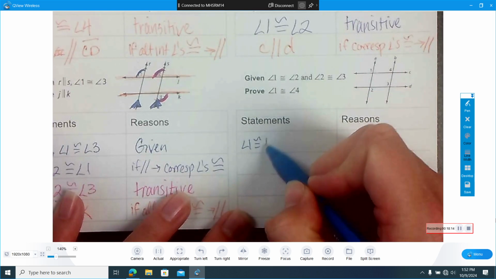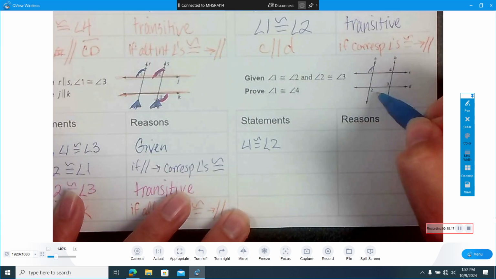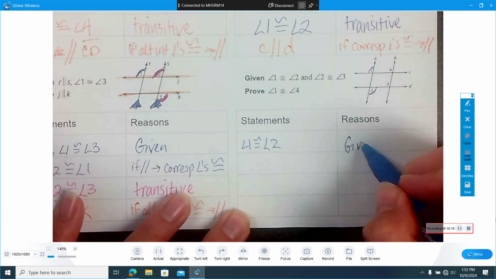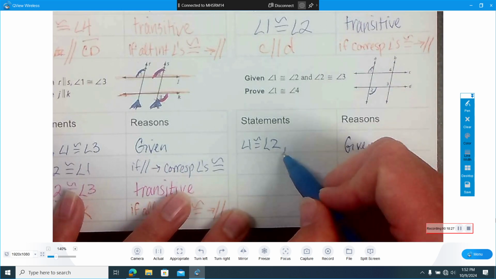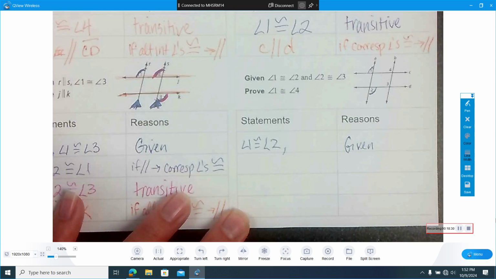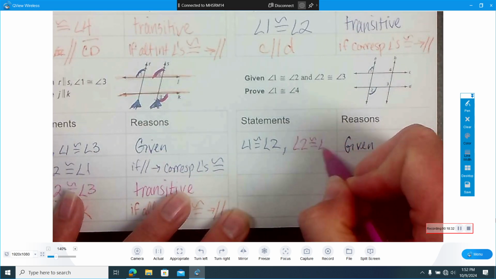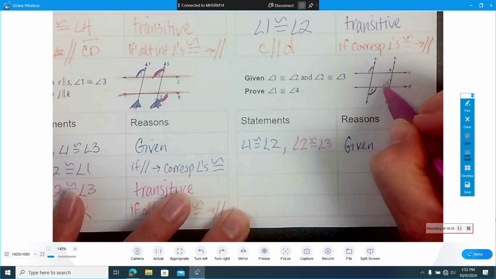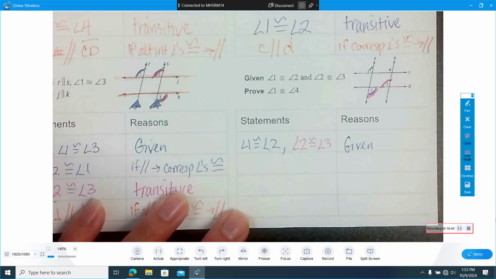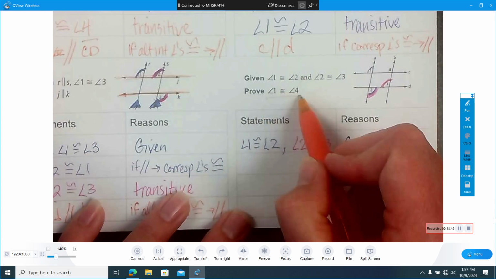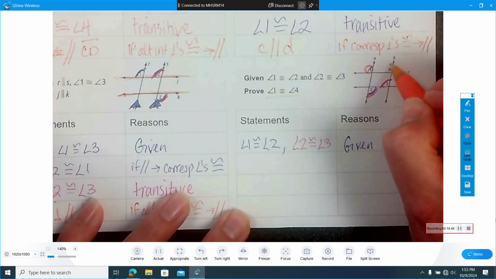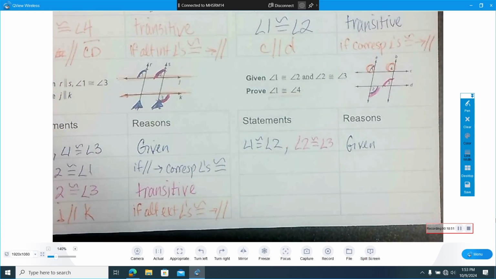Angle 1 is congruent to angle 2. That is given to us. And angle 2 is congruent to angle 3. Angle 2 and 3 are congruent. All right, this one is weird. They've actually given us some extra information. We are trying to prove that 1 and 4 are congruent.